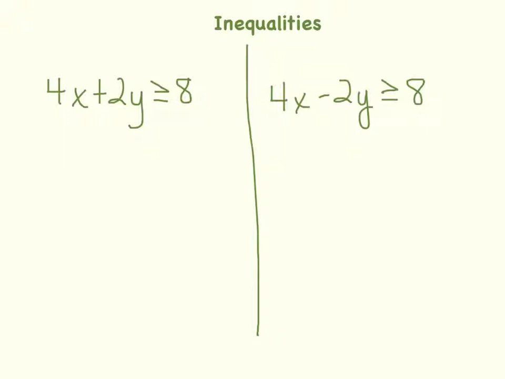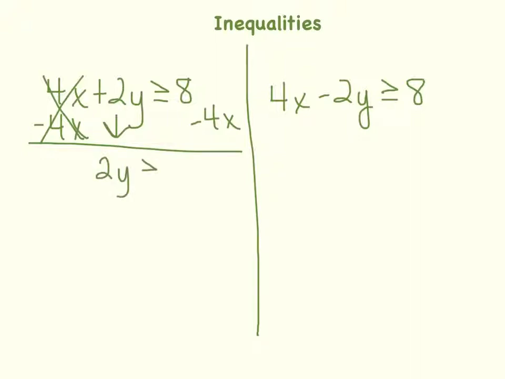We have 4x plus 2y is greater than or equal to 8. Well, this is two steps. I need to move the 4x, so I'm going to subtract both sides of the inequality by 4x. And 4x minus 4x is 0, so that cancels out. I bring down the positive 2y greater than or equal to negative 4x plus 8.